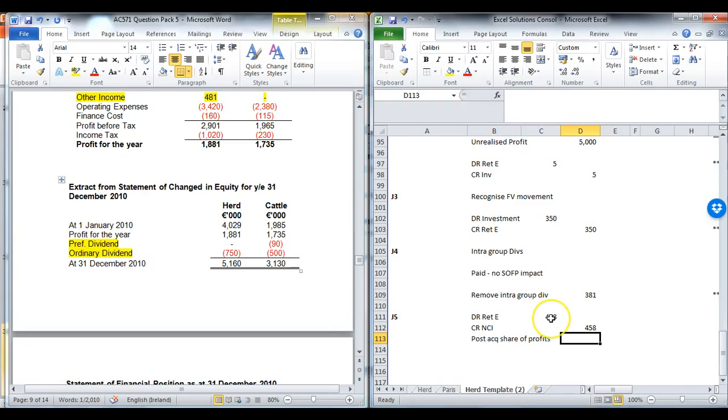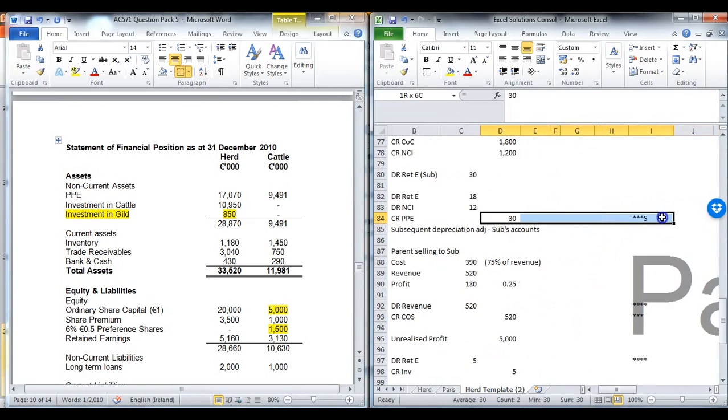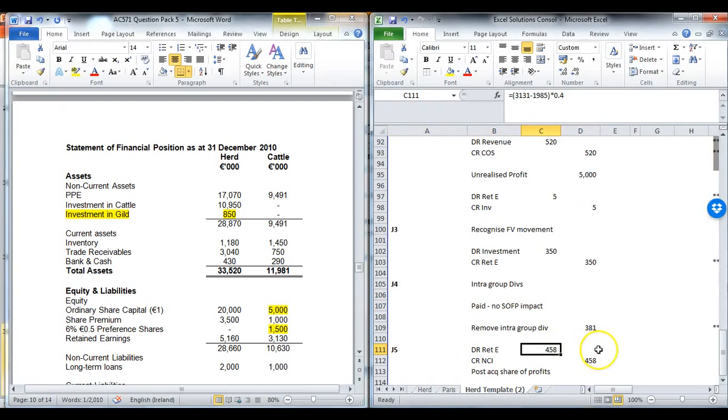So the important point to remember is you're looking at the post-acquisition shares. So what did ordinary retained earnings move from the opening balance to the closing balance of 3.13 million, and they will get the share. Now note, any adjustments, for example here, will be captured already in the account, so you don't need to worry about them. You just look at the straight movement from opening balance to closing balance. And that's what we've done here. 458 is the post-acquisition share attributable to the NCI.